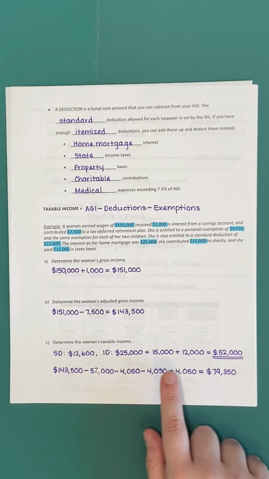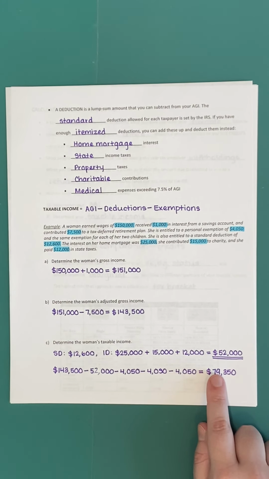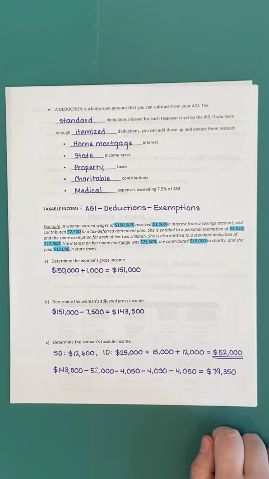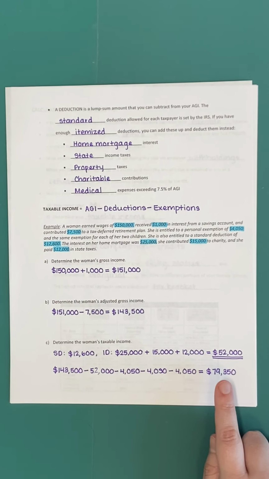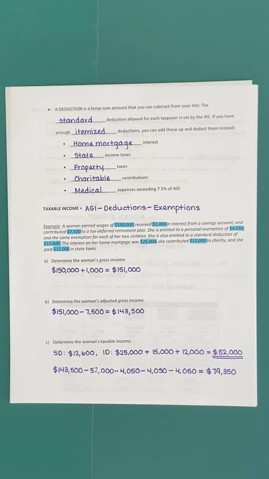Once we do that, we're going to arrive at a value of $79,350. That is going to be this person's taxable income. In other words, for purposes of actually calculating how much tax this taxpayer owes, this is going to be the only portion of the income that the government is actually going to tax.